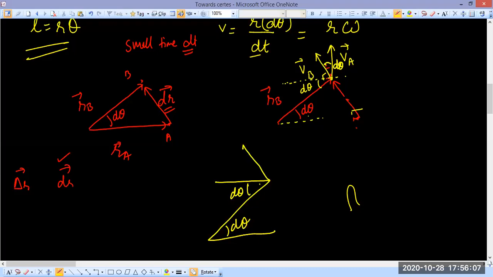Then this is right angle. So this angle is 90 minus d theta. And now if I draw vertical here, then this angle should be d theta. Samjhanu? Is this clear, people? Is this clear? The angle d theta?